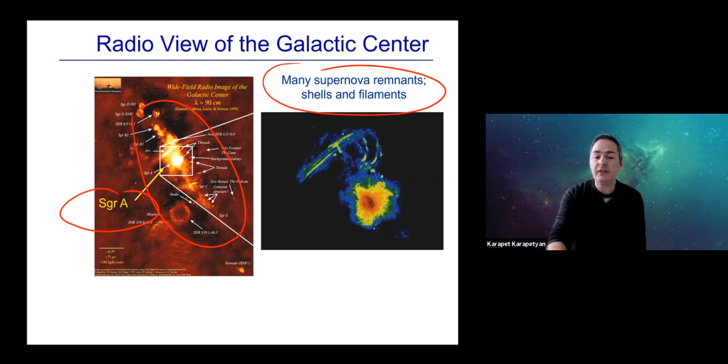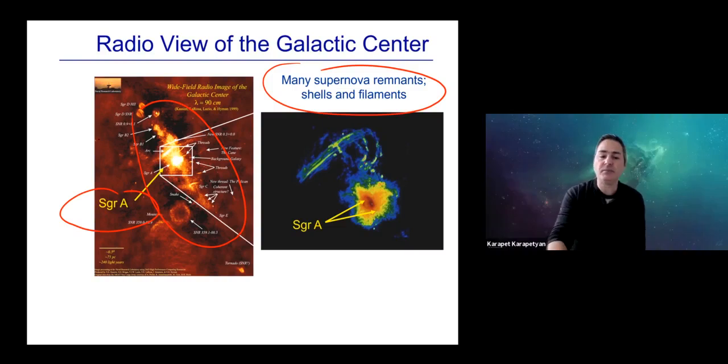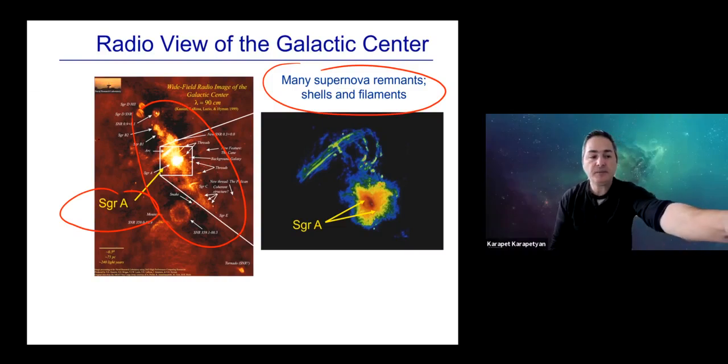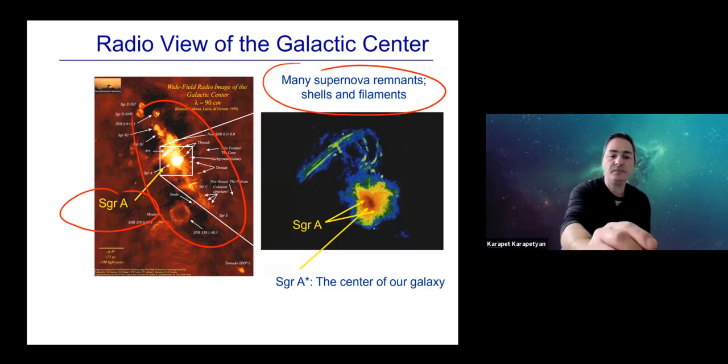This is now another image that suggests there are a lot of activities going on. This is another spectrum that again is invisible to us, but this is something that we can see. Sagittarius A, the center of the galaxy.